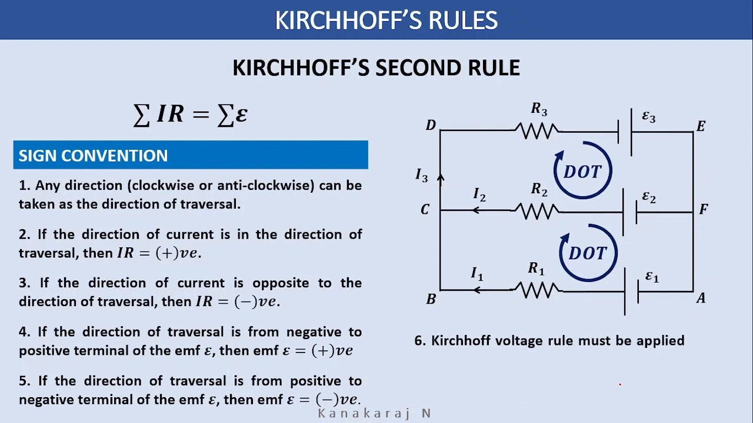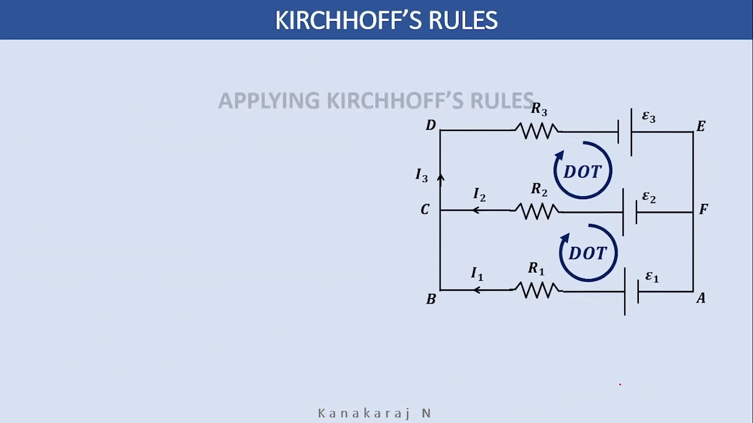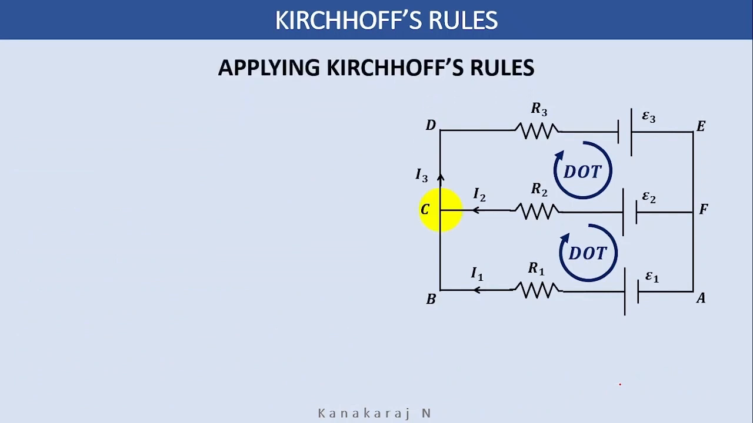Kirchhoff's voltage rule must be applied only when all the currents in the circuits reach a steady state condition. The currents in various branches are constant. Applying Kirchhoff's rule, let us look at the junction C. Applying KCR at junction C, I1 and I2 entering the junction are taken as positive, I3 leaving the junction is taken as negative. So total current entering the junction C equals total current leaving the junction C. So the equation is I1 plus I2 equals I3.